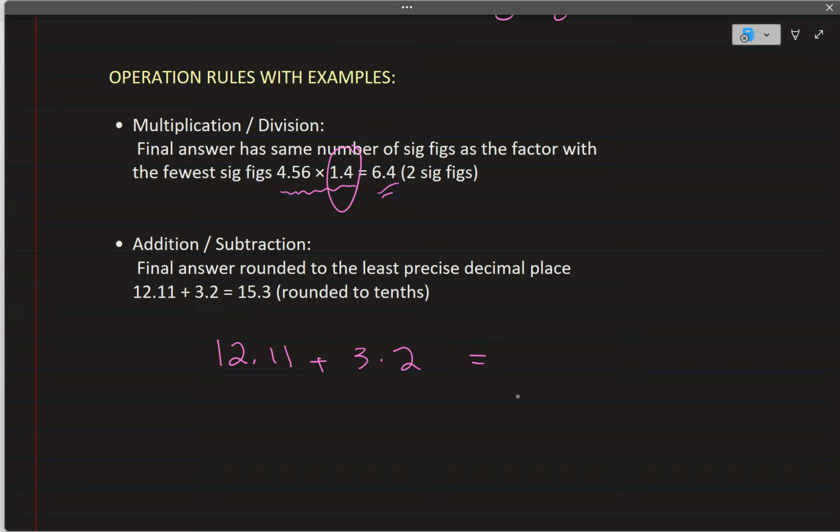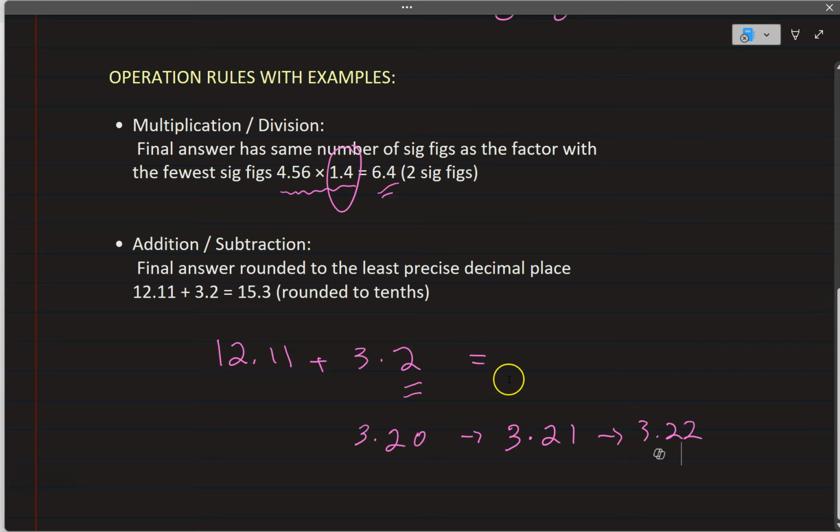Now, when you look at this, the 12.11 is more accurate than 3.2. The 2, that decimal place, is the least precise measurement, because we don't know if this is 3.20 or 3.21 or 3.22. Our instrument is just giving us as accurate as it can be, but the least accurate is that one decimal place, which is rounded to tenths, right?